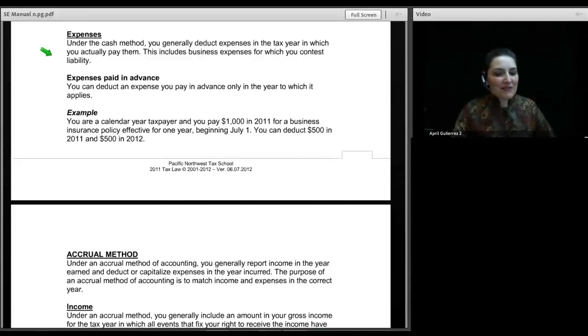Expenses. Under the cash method, you generally deduct expenses in the year in which you actually pay them. This includes business expenses for which you contest liability. Expenses paid in advance. Under the cash method, you can deduct any expense you pay in advance only in the year to which it applies.